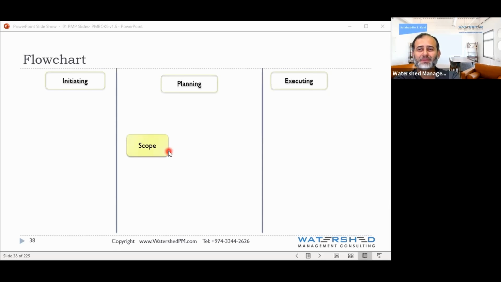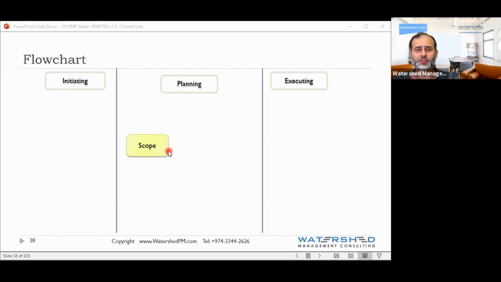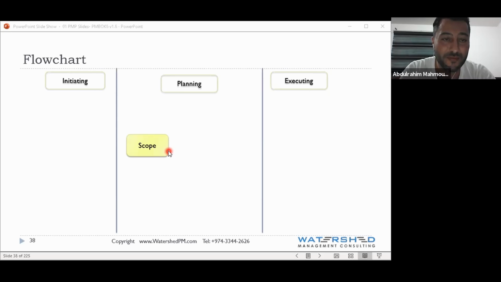Okay, let's do the elimination. Tell me which is not the last one we discussed just now. Tell me all the names again. Integration, scope. Integration is a different story. Technical integration is last, but that's not the focus. I'm talking about the actual knowledge area. Scope is an actual knowledge area. Integration is like an umbrella.